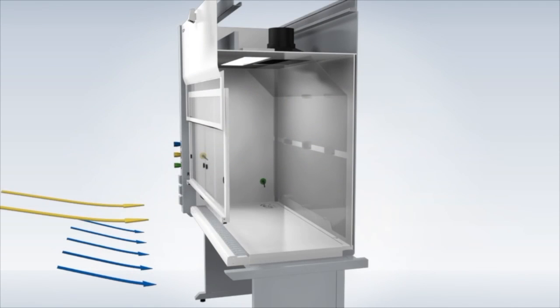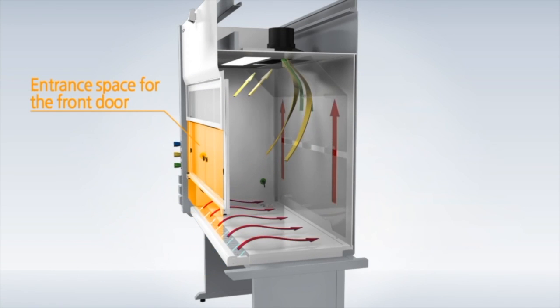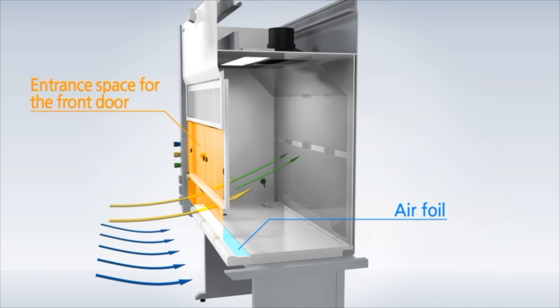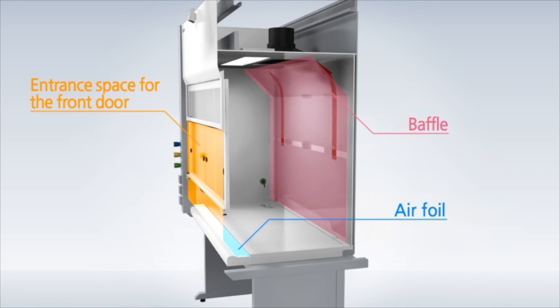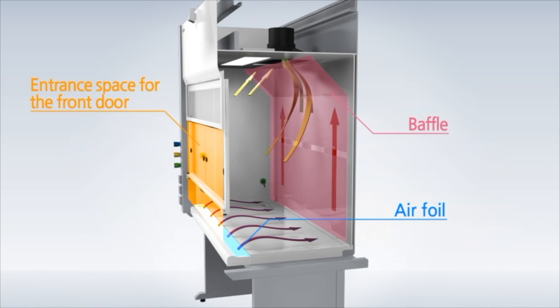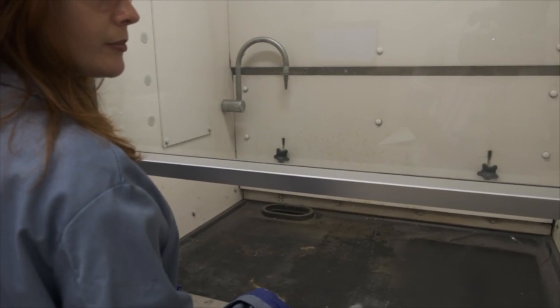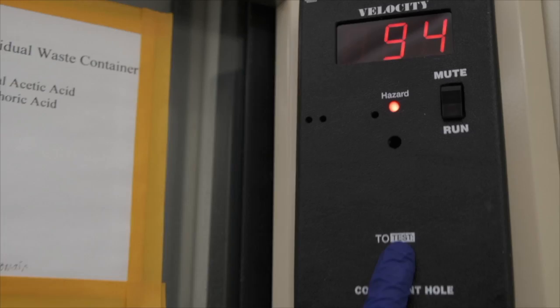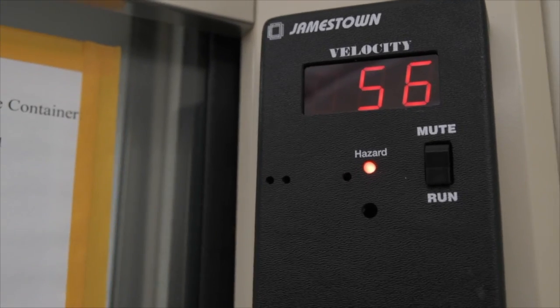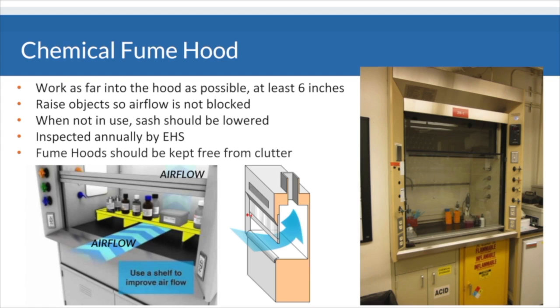Fume hoods are powered by an exhaust fan on the roof that draws air up from the fume hoods through ducts and pushes the air out through an exhaust stack. We need to verify proper hood airflow to make sure contaminants aren't affecting you. That's why there is an airflow indicator that will alarm if the airflow is too high or too low.